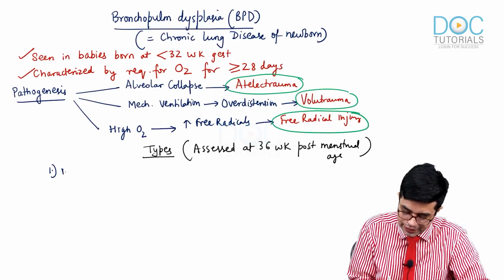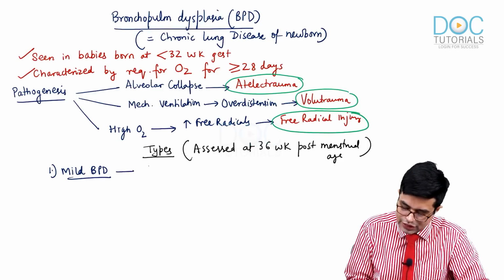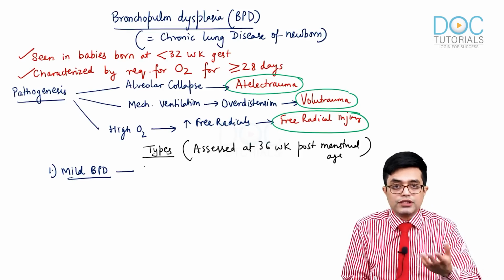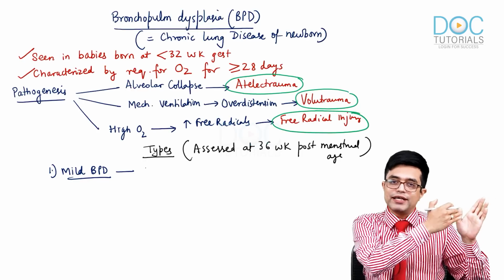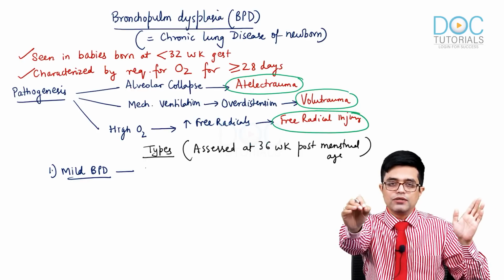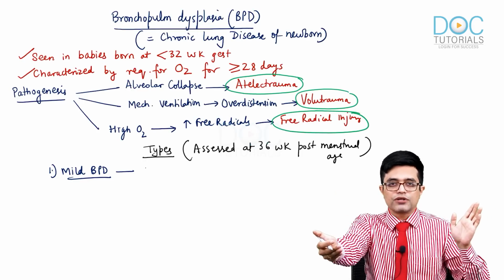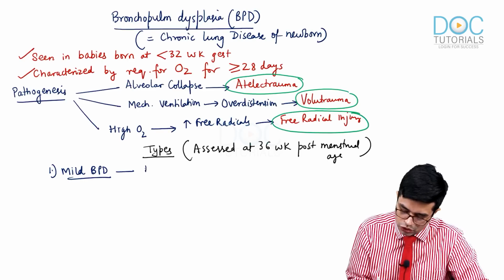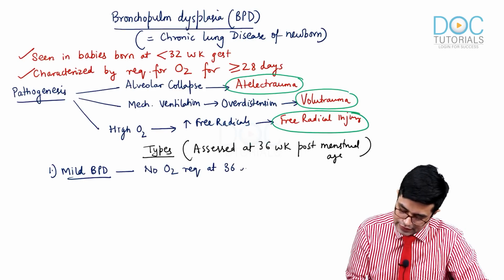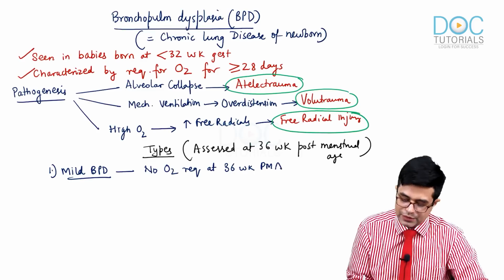First is mild BPD. Mild BPD is said to be there if the child does not require any oxygen now at 36 weeks of post-menstrual age. Earlier the child required 28 days of oxygen, so the label you put is BPD. But now there is no need for oxygen at 36 weeks post-menstrual age, you say mild BPD. So no oxygen requirement at 36 weeks postmenstrual age. That is mild BPD, right?